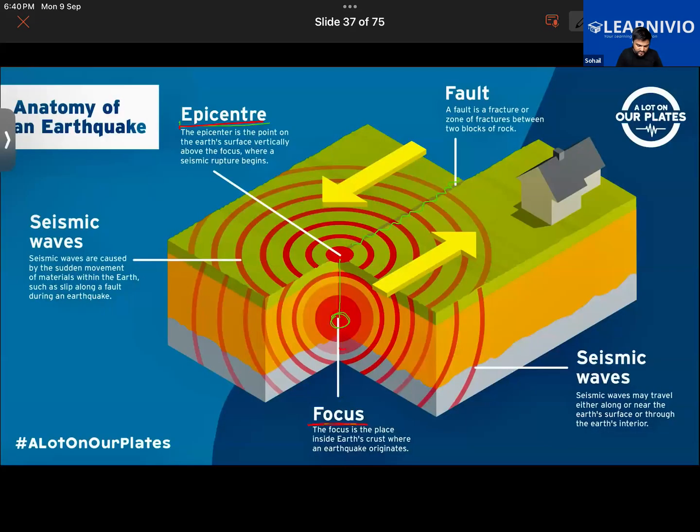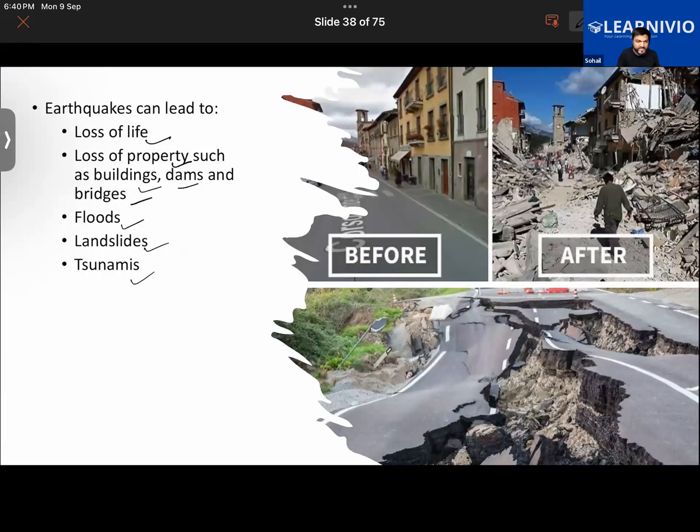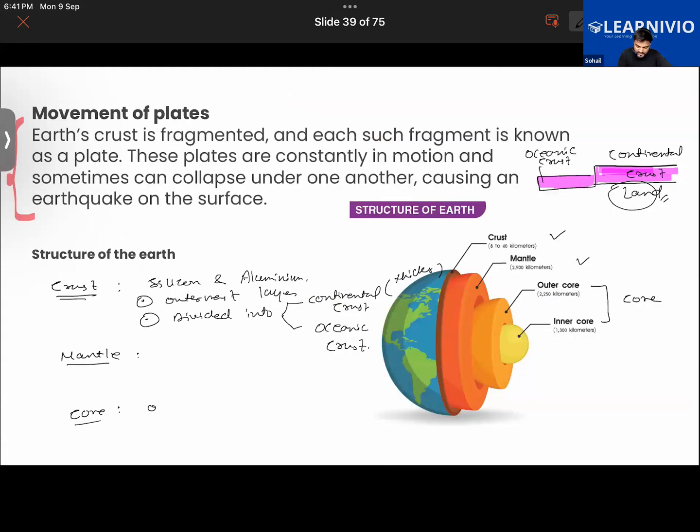Furthermore, we learned that earthquakes can lead to loss of life and loss of property. They do lots of damage to public properties like buildings, dams, and bridges. They can also trigger floods, landslides, and even tsunamis. We will learn about tsunamis in the chapter. Okay, we were also learning about the movement of the plates.